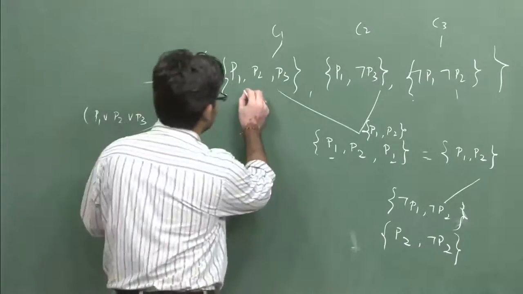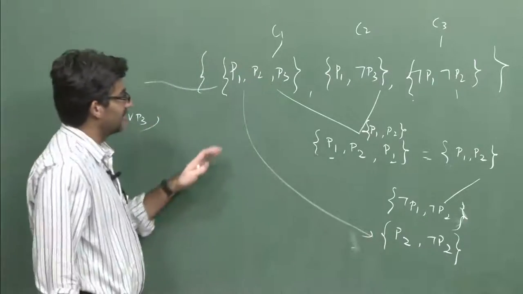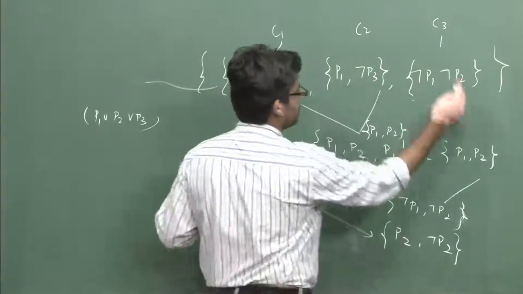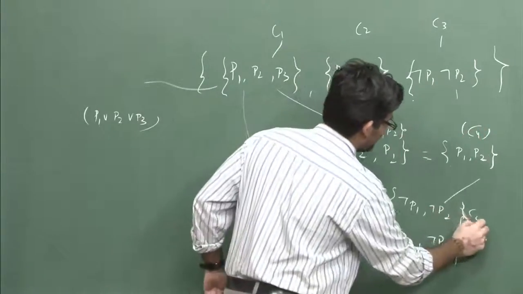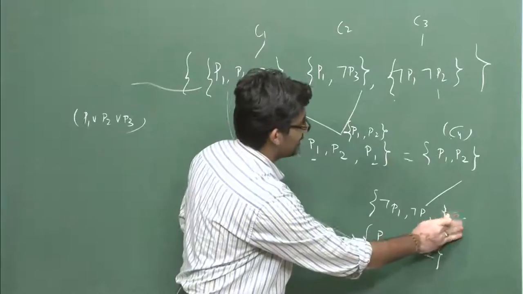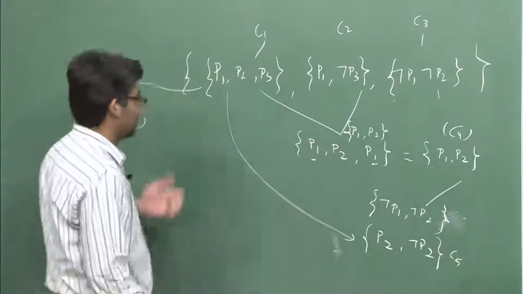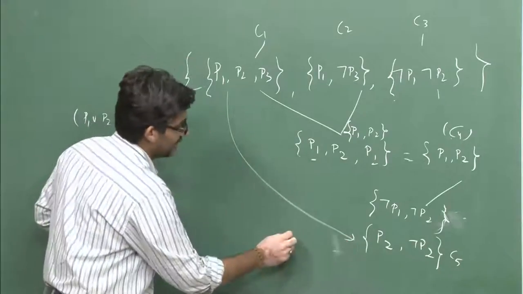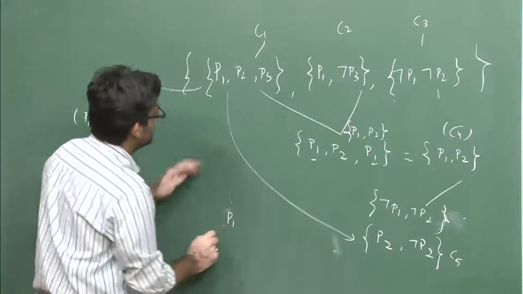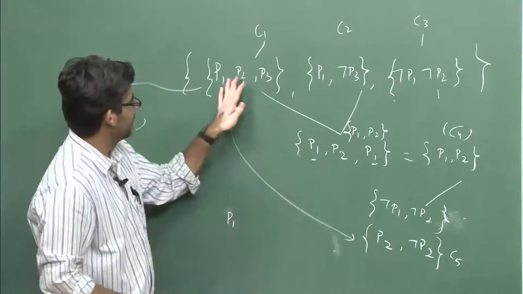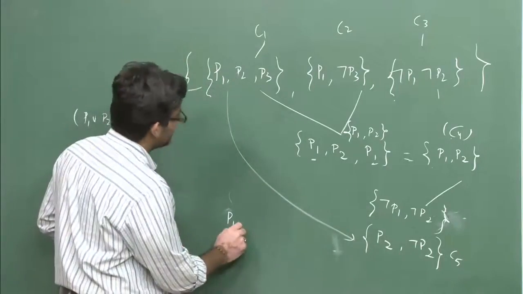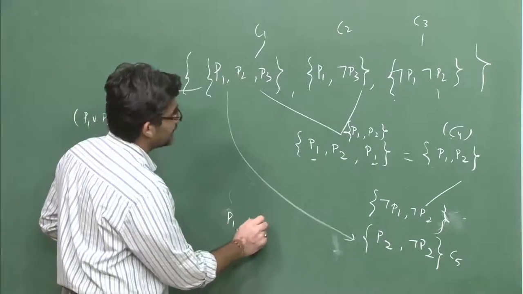Once again applying the resolution principle on these two clauses, what we have here is C1, C2, C3 and this is C4, and then C5. This is as it is C3 only, this is C5. Now once again applying resolution on these two, P2 and not P2 will go away, and what is left is P3.